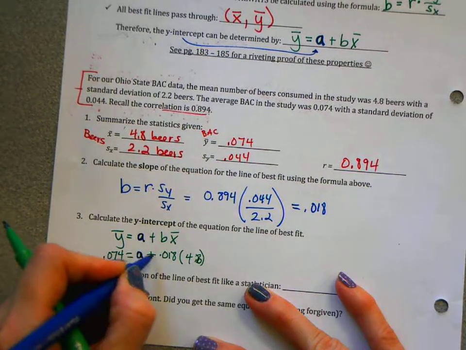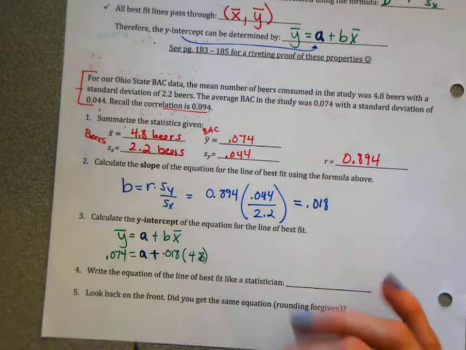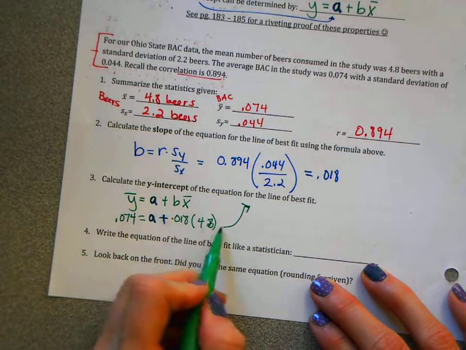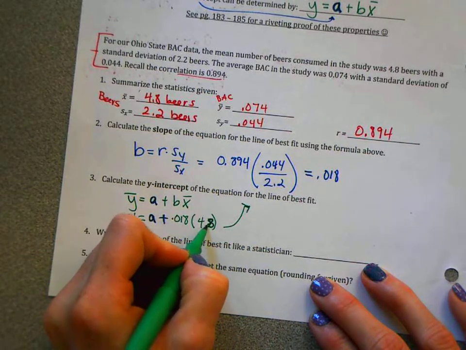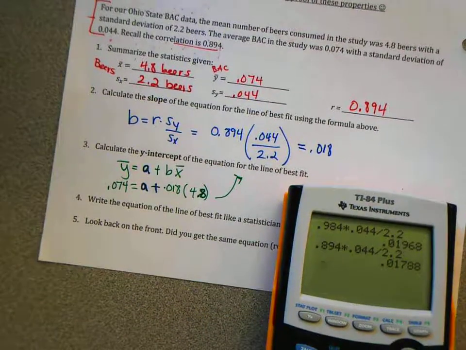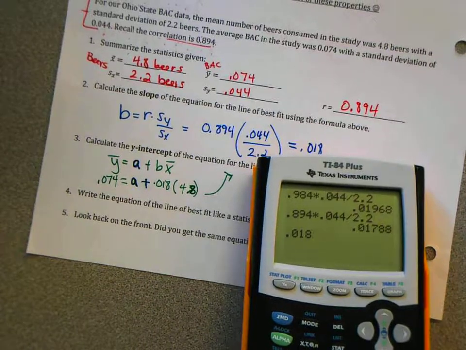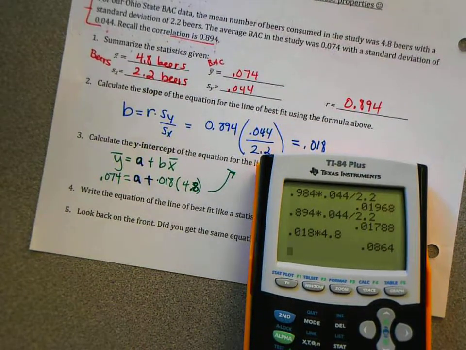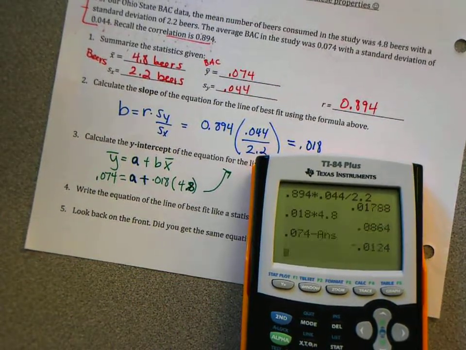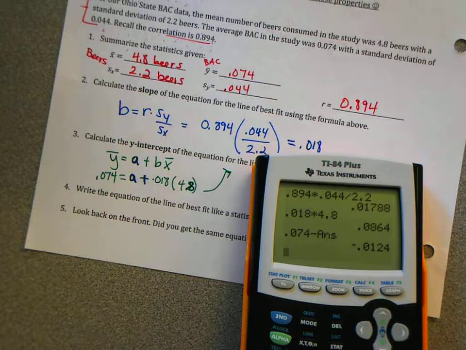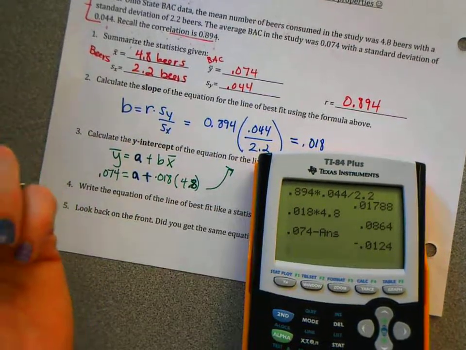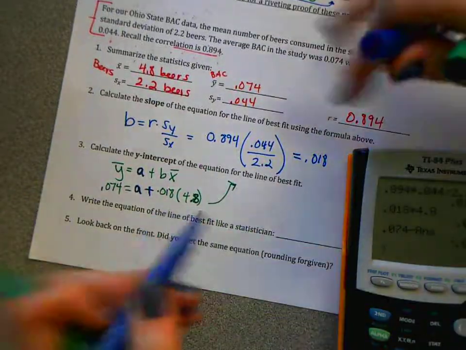So hopefully this algebra isn't too tricky for you. We're going to multiply times x bar, and then we're going to subtract that over to the other side. So I'm going to get 0.018 times 4.8, and then I have to do 0.074 minus that answer. Okay, that's a little different than what we had on the front. If you remember, it was negative 0.013, but that's close enough. We just had a rounding issue here, guys. So a equals negative 0.012.